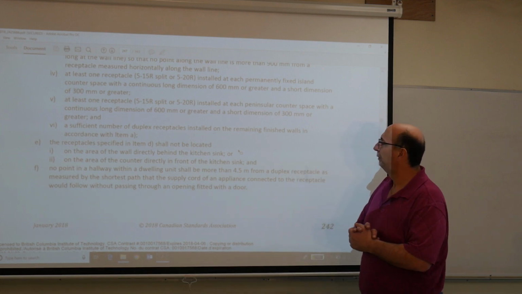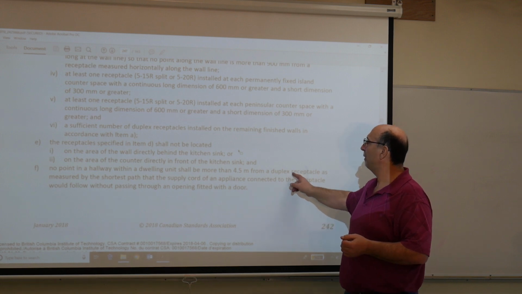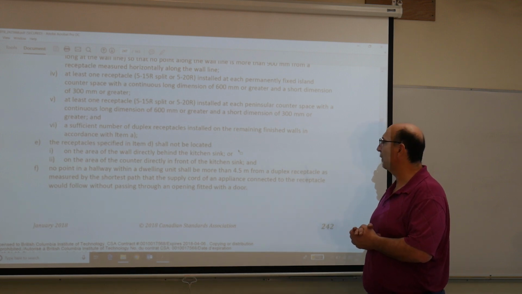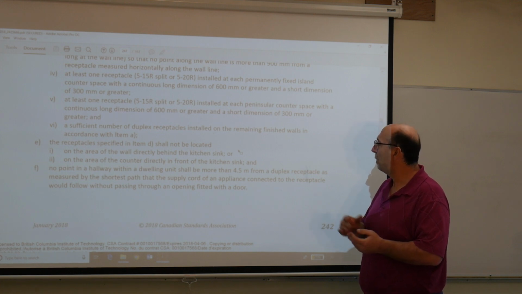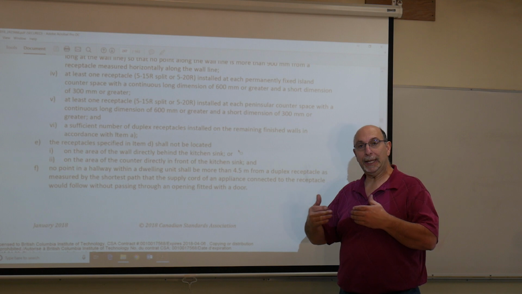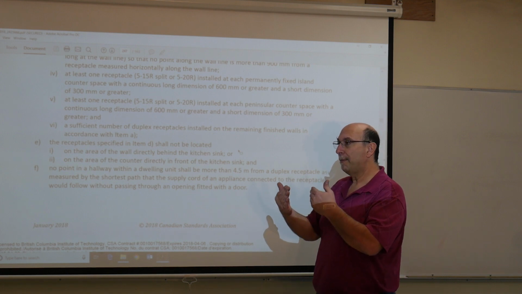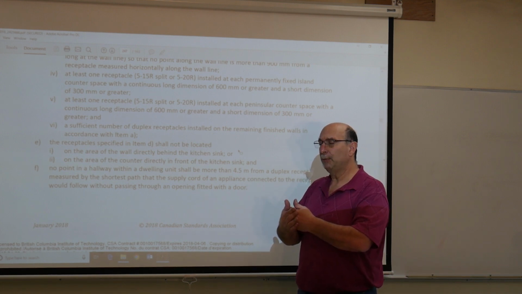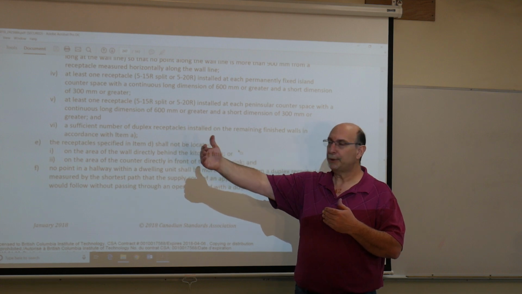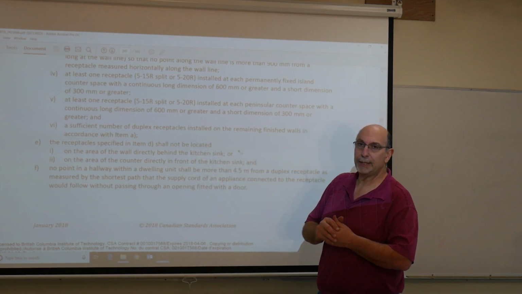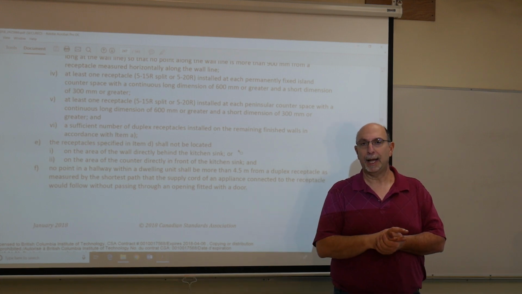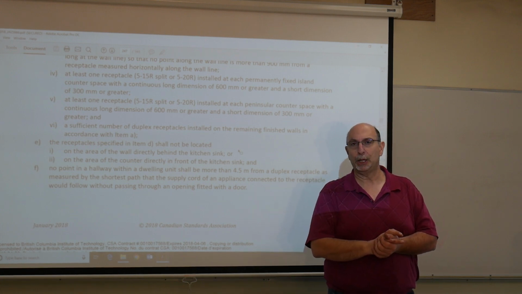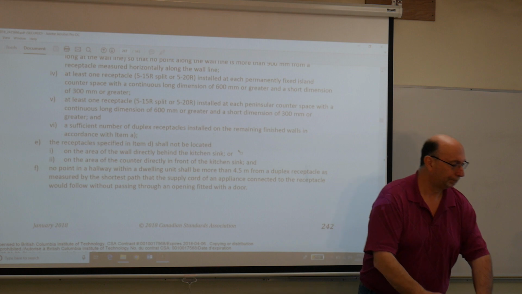Subrule F. No point in a hallway within a dwelling unit shall be more than 4.5 meters from a duplex receptacle as measured by the shortest path. So once again, if you've got a hallway leading from, let's say, the family room to the bedrooms, you have to have a receptacle at least every 4.5 meters. And that's intended as, for example, with a vacuum or a night light.